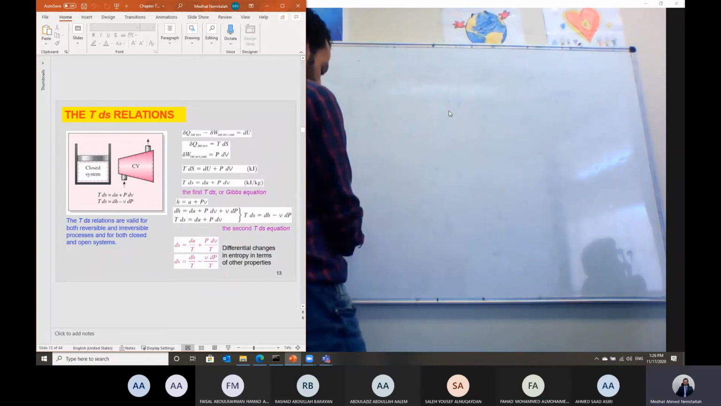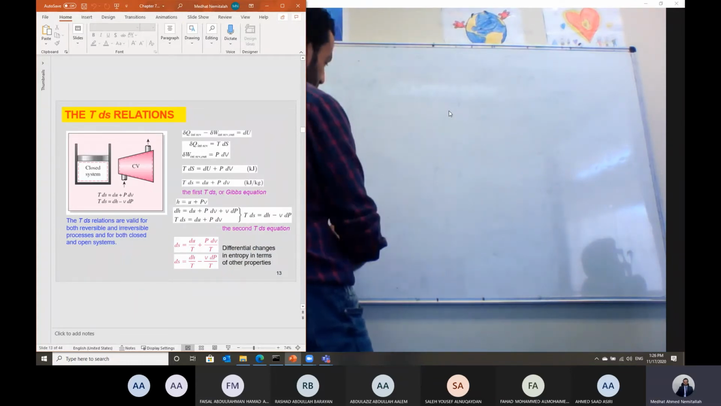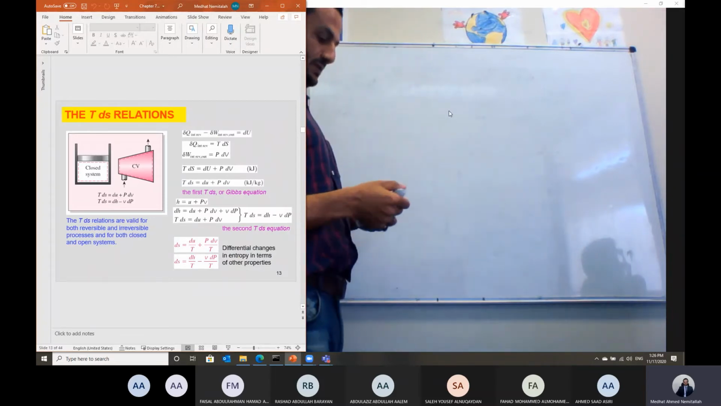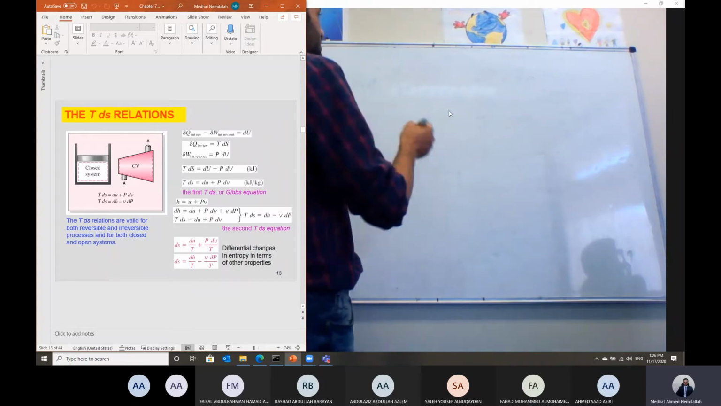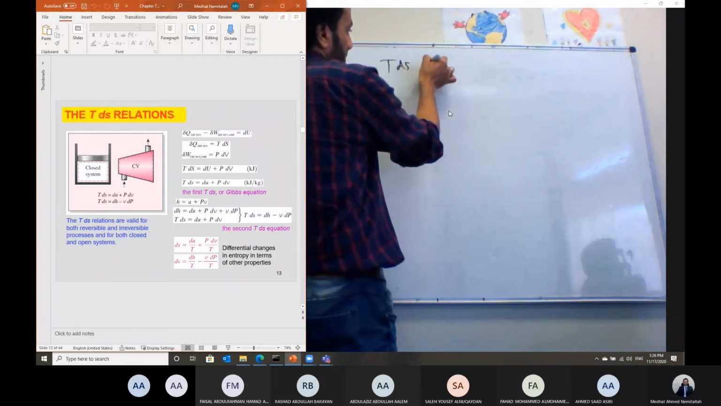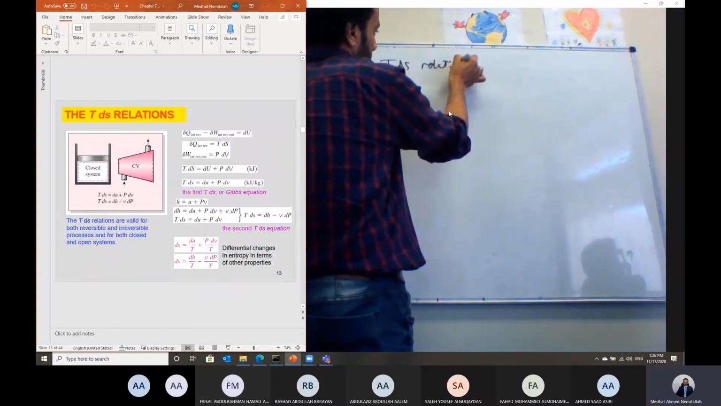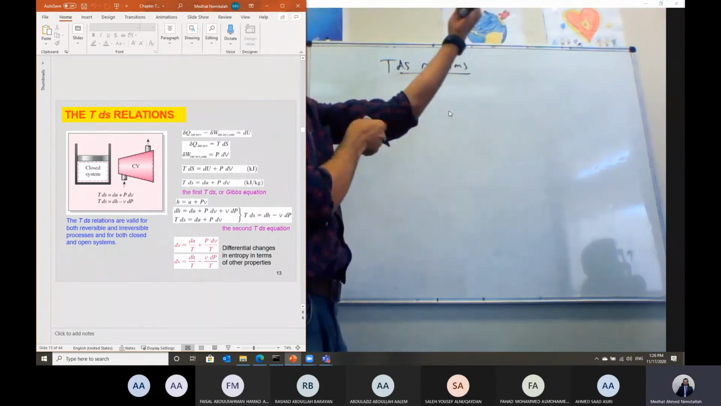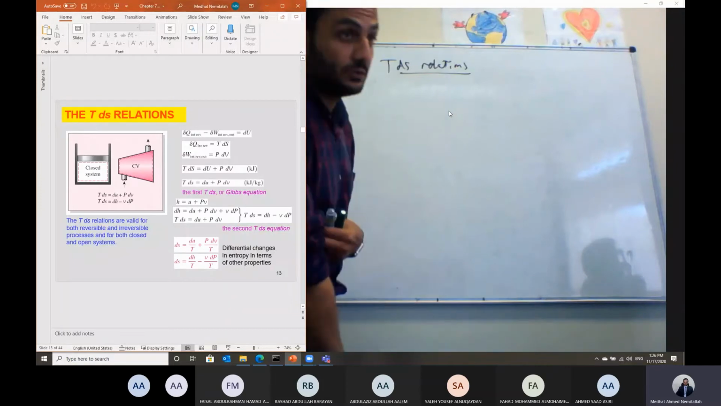Right. What if we have an incompressible substance or a gas or any other substance? How can we calculate delta S? In this case, we have to develop what are called the T dS relations. The T dS relations have been developed based on the first law of thermodynamics.